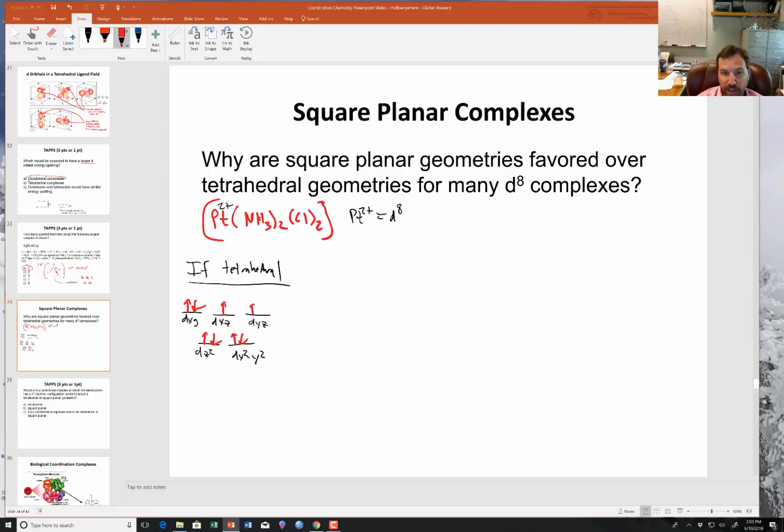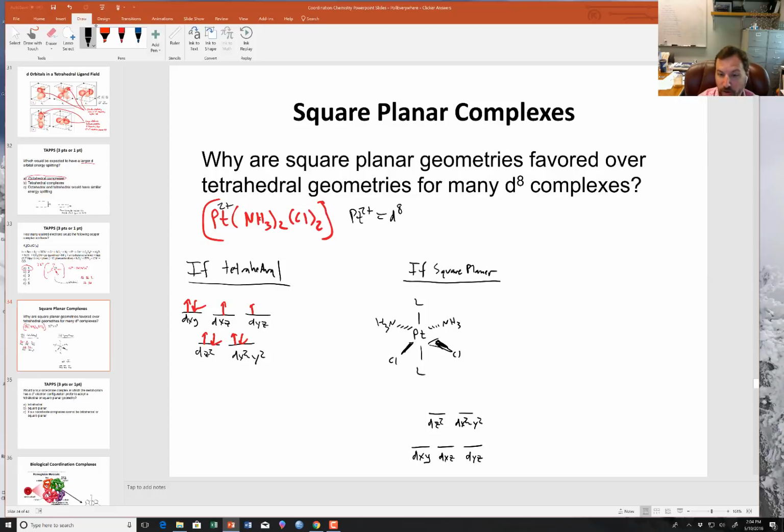Now, if we draw the square planar geometry, we said in class that we can take an octahedral geometry. So let's just say we have two ligands on the axial positions of the platinum, above and below the square plane. So of course, if we had square planar, we would have that orbital splitting, where now the dz squared and dx squared minus y squared are higher in energy.